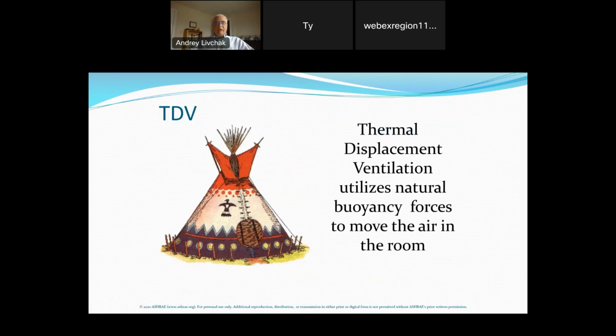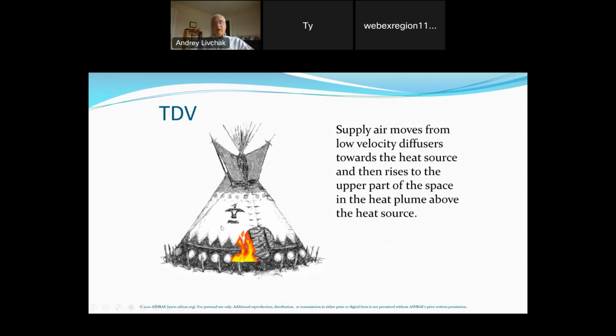The principle of displacement ventilation is very well known. Native Americans actually used it in teepees. For example, you can see a teepee. There are usually ventilation openings in the perimeter at the lower part of the space and a fire in the middle of the space. This fire moves the air from the lower part of the space into the upper part of the space. So this ventilation principle is ancient. It's used in medieval castles in Europe, in churches. So this is a pretty well-known principle.